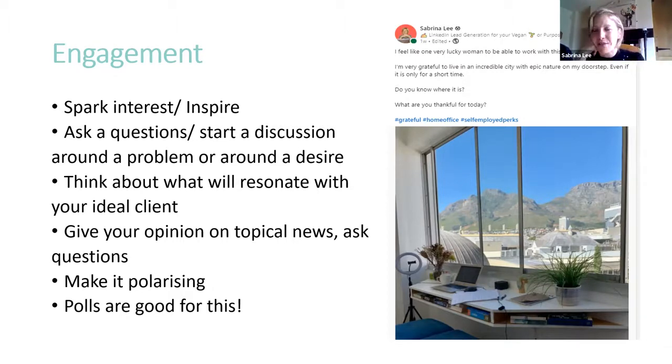Polls are also great for engagement. If you just want to ask a question, not only is it engaging, but you also get a lot of information back from your clients on what they need, what their problems are, what their solutions could be. So polls are really handy, and I'm really going to challenge you at the end of this to create a poll, because I think if you haven't done a poll, you're going to enjoy doing one.